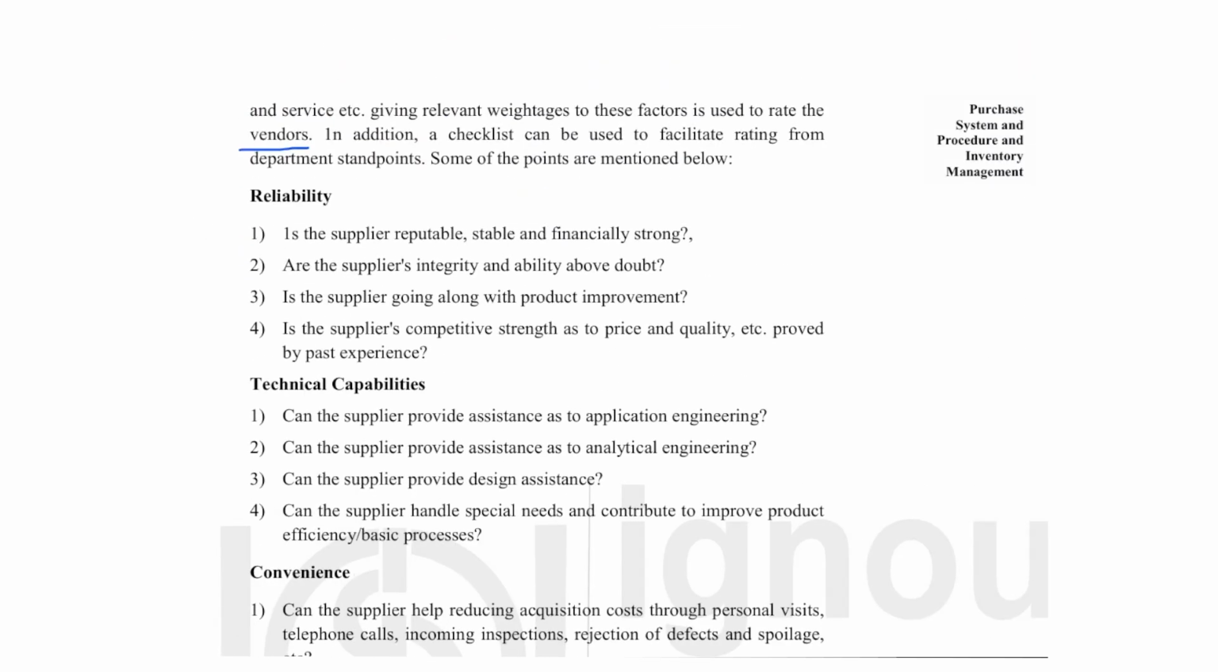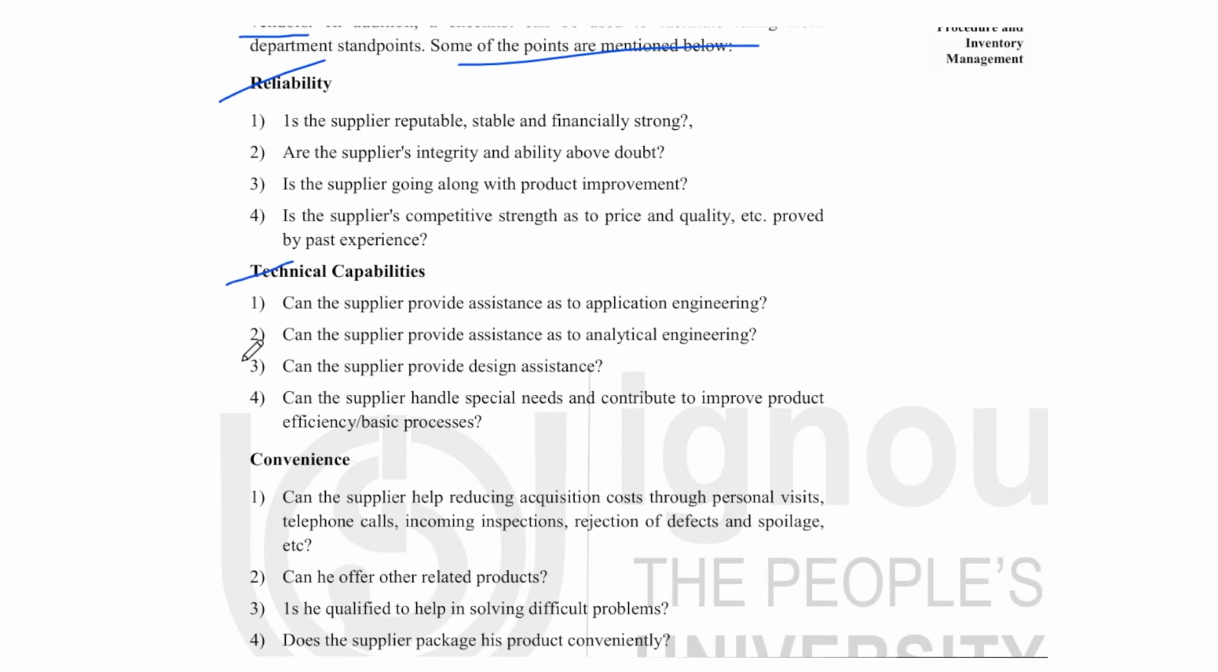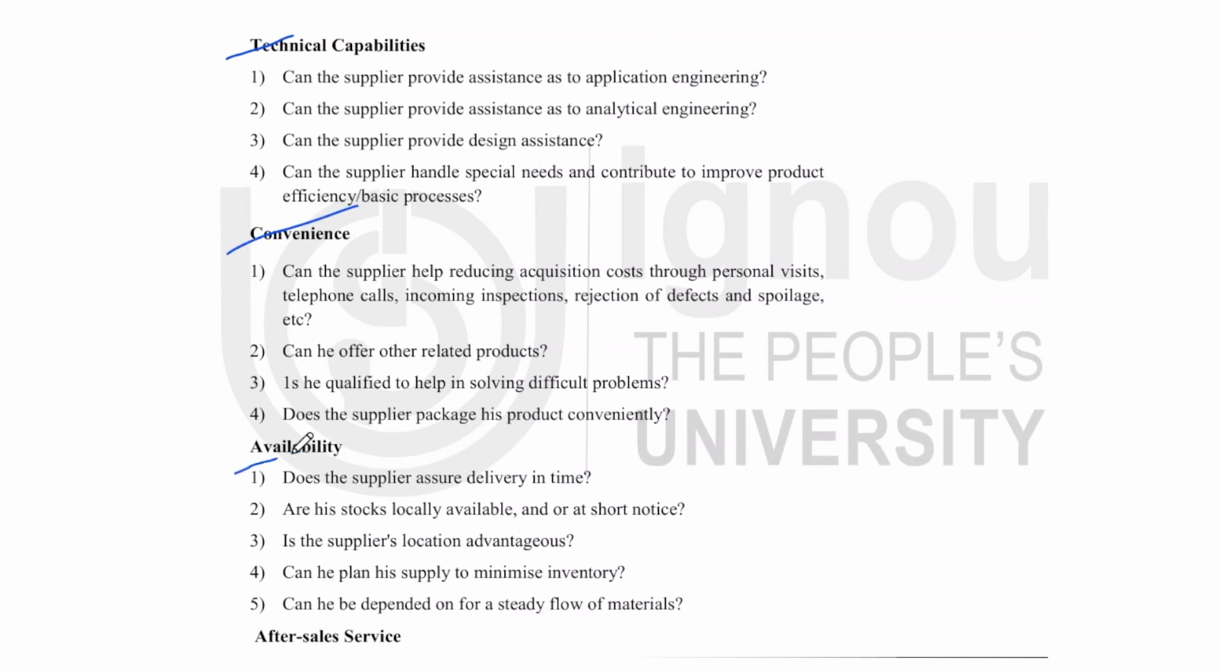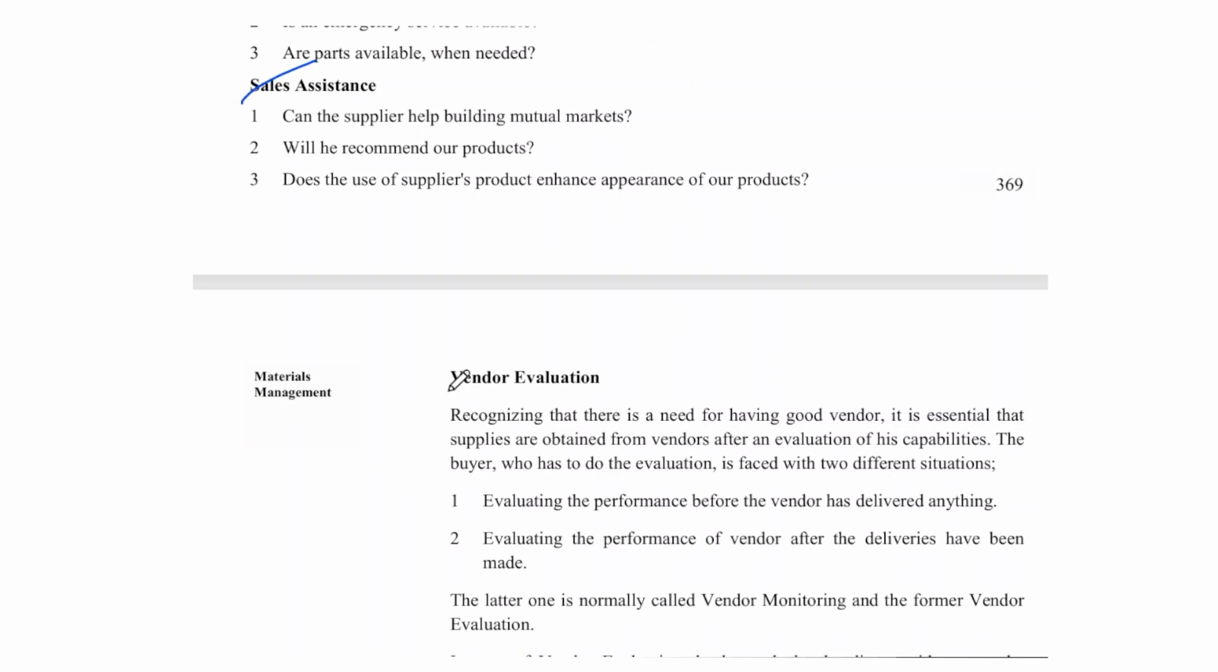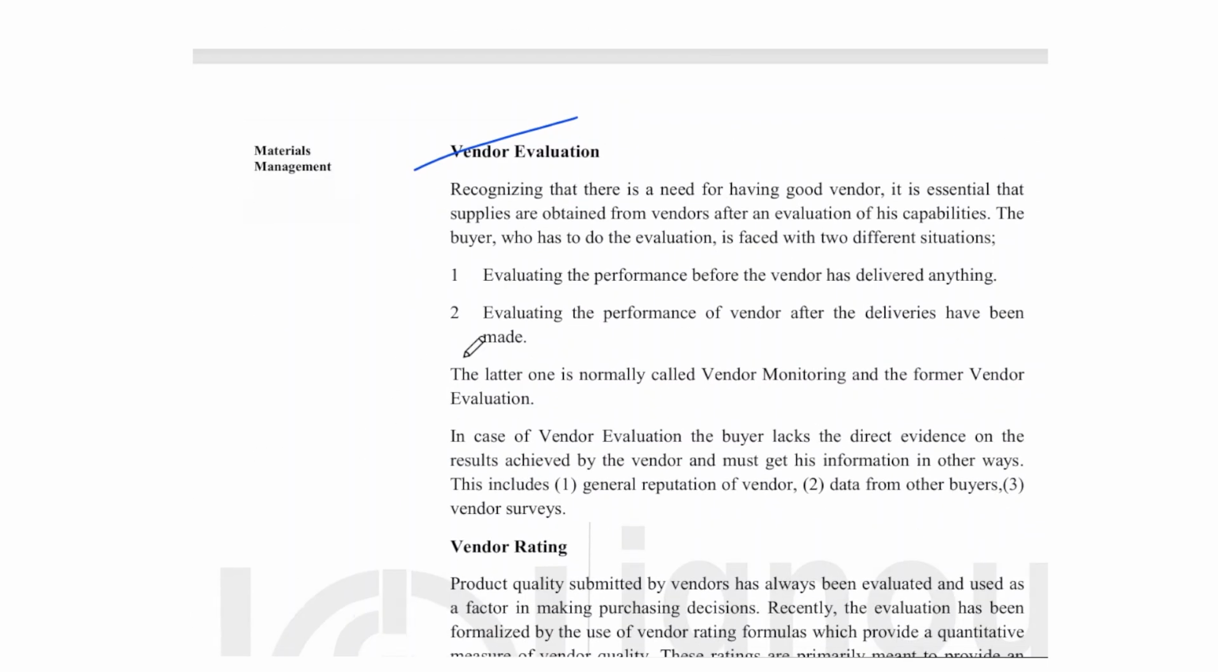In addition, a checklist can be used to facilitate rating from the department standpoint, and some of these points are reliability and technical capability and convenience, availability, after sales service, sales assistance, vendor evaluation.